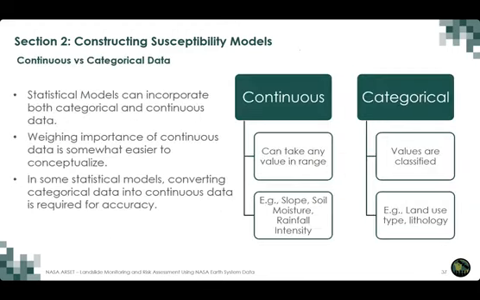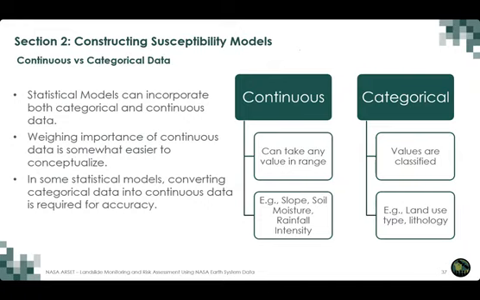When thinking about these statistical models, I mentioned before that we have continuous and categorical data sets, and those are different things. So we, for example, talked about slope. That is a continuous data set, and that means it can take any value in a given range. So 0 to 90 degrees, for example.